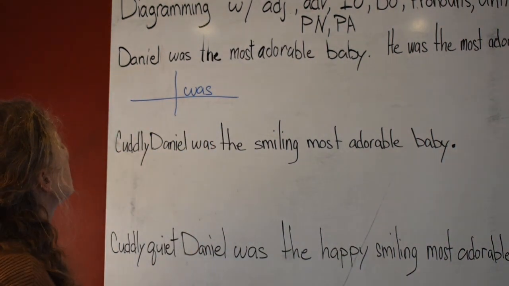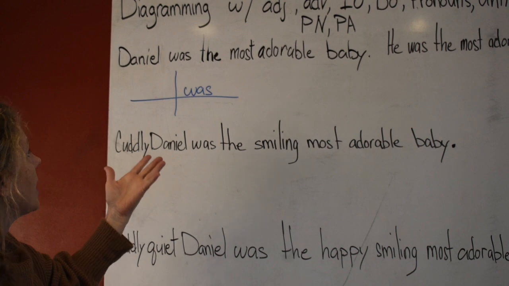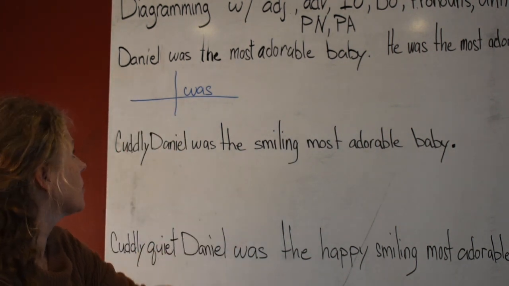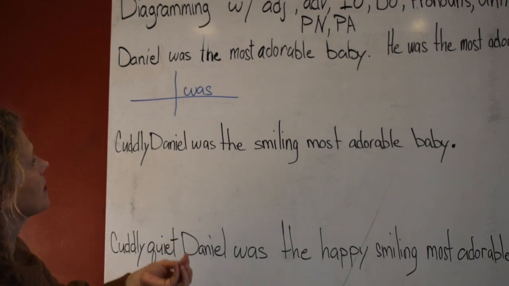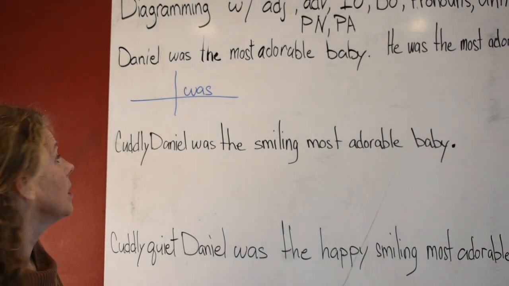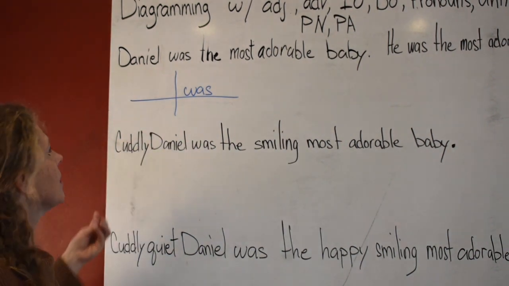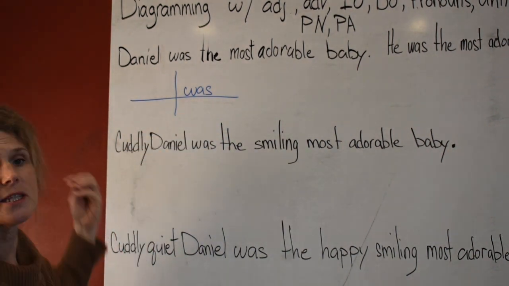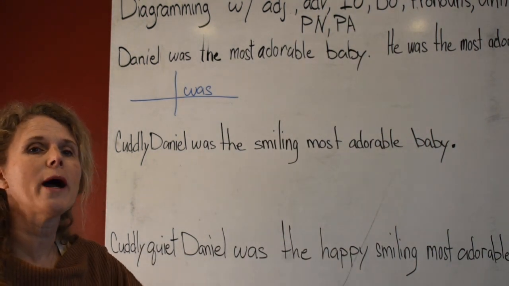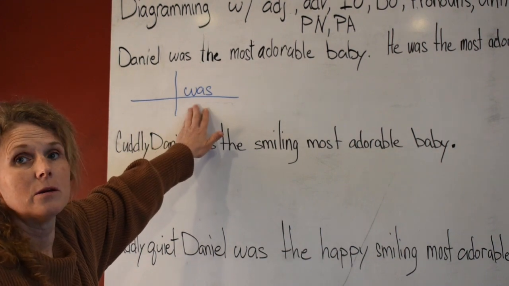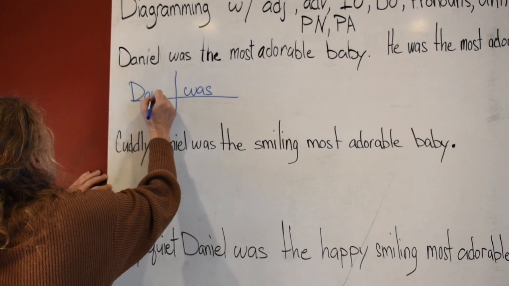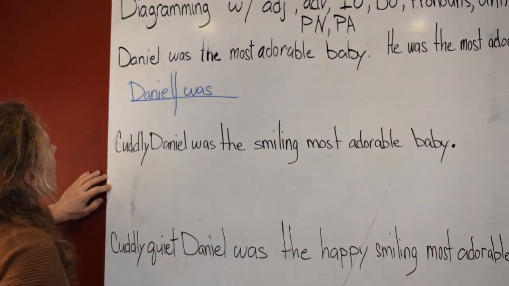Daniel was. Okay, so was is either a be verb, a linking verb, or a helping verb. But let's find the subject first. Are there any action verbs that go with that, boys? There is not. So Daniel was, what's the did? Who did the did? You always ask who or what was. Daniel was. So now you have the subject. You've found the subject. Okay?